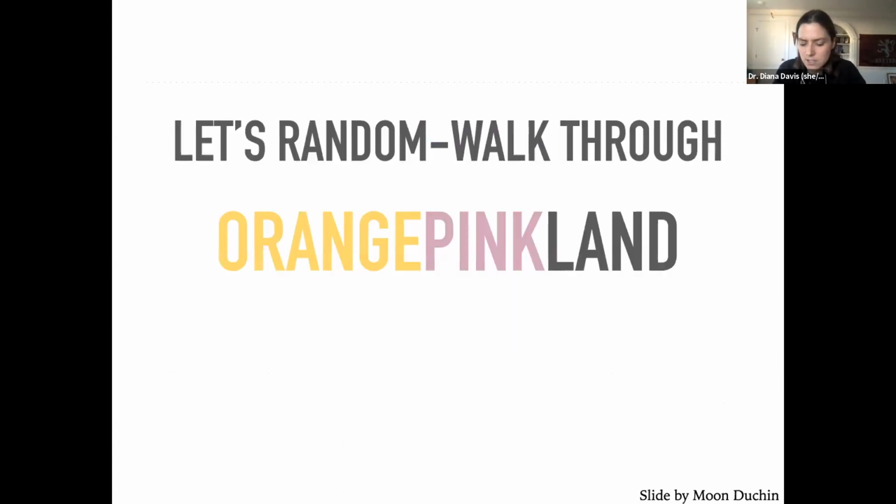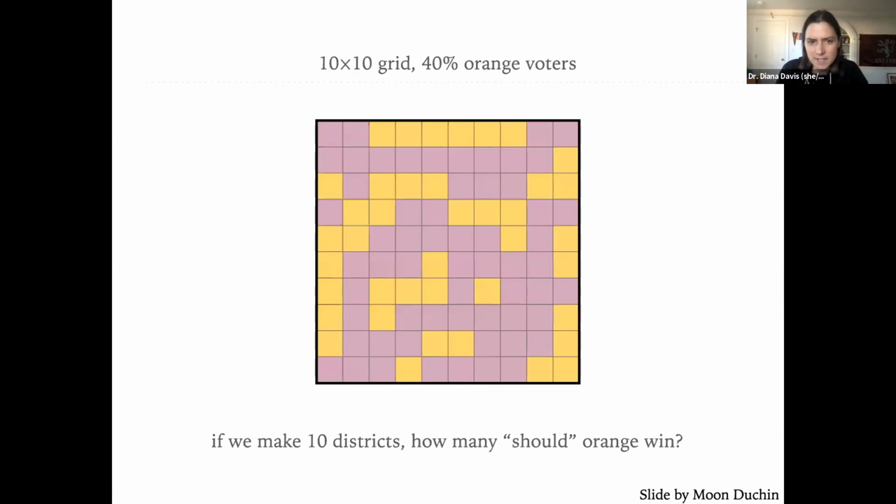So I'll just do a toy example of how we use this to measure fairness. So imagine a state that's 10 by 10, and it has 40% orange voters, and then 60% pink voters. And you're going to cut it into 10 districts, each containing 10 squares. So this is a time for you to think about what you would accept as fair. How many districts should orange win? Should they win 4 because they have 40% of the votes? Should they win 0 because they don't have a majority? Should it be something in between?